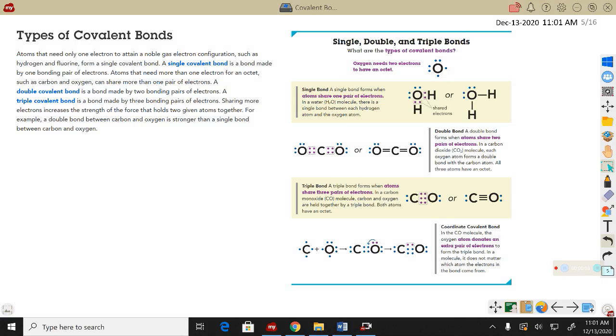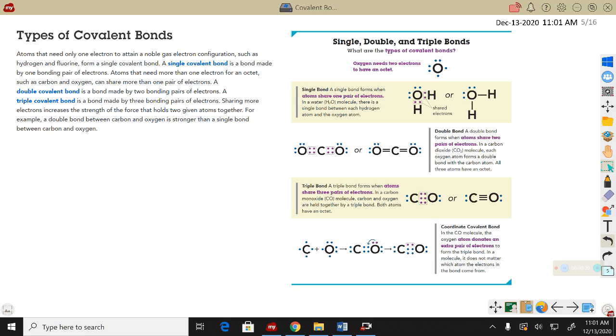Here we're going to cover types of covalent bonds. Now, you've probably heard that bonds can be single bonds, double bonds, or triple bonds. Carbon is a great example of an element that can do all three. Carbon can make single bonds, double bonds, triple bonds. Carbon can do it all.